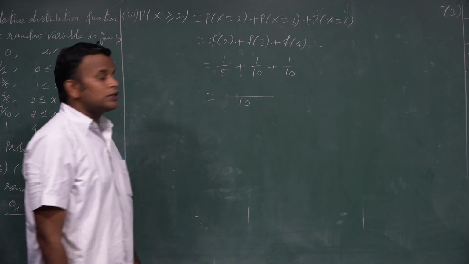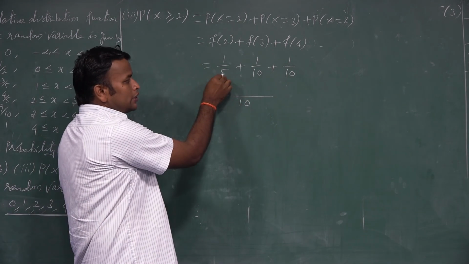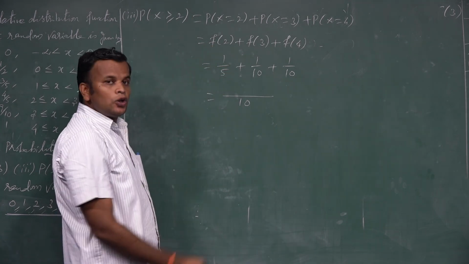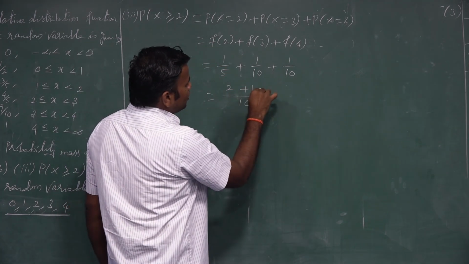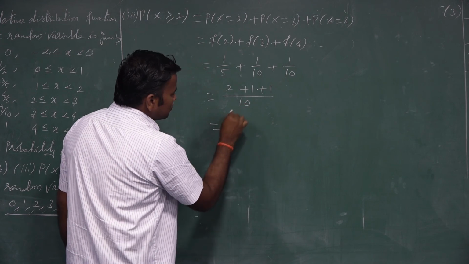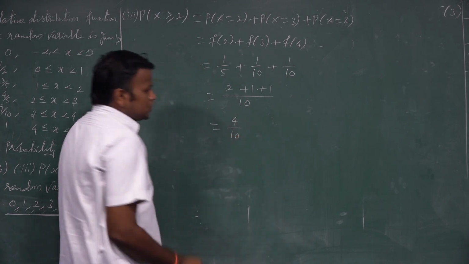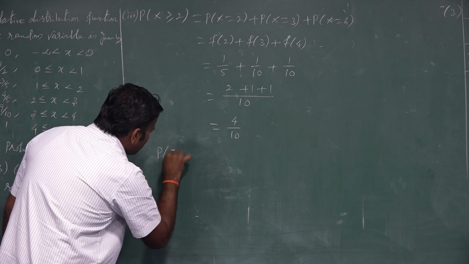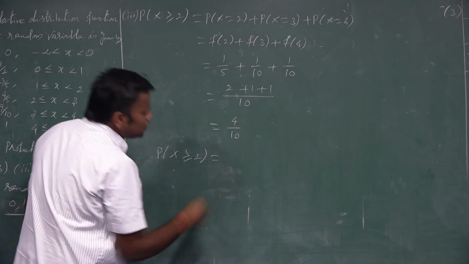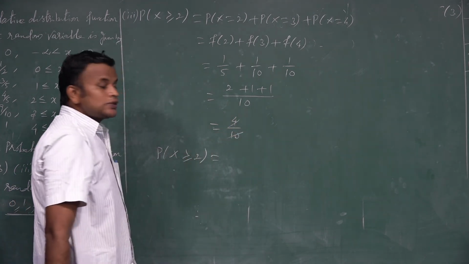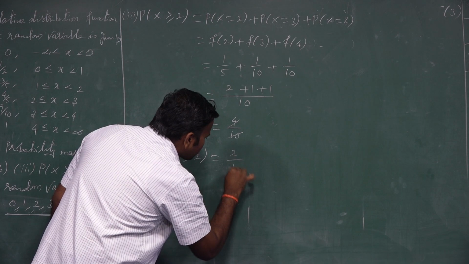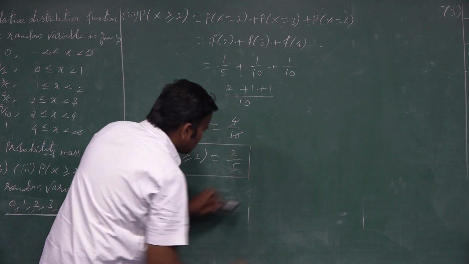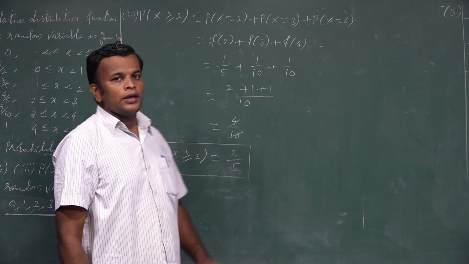The LCM is 10. Denominator 5, into 2 only we get 10. So we multiply 2 also in the numerator. So 2 plus 1 plus 1, 4 by 10. We cancel in the second step, 2 by 5. So the required probability value is 2 by 5.